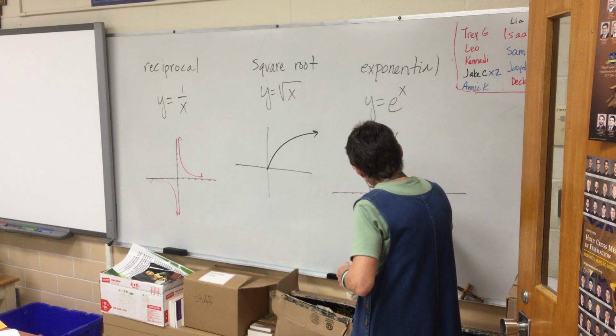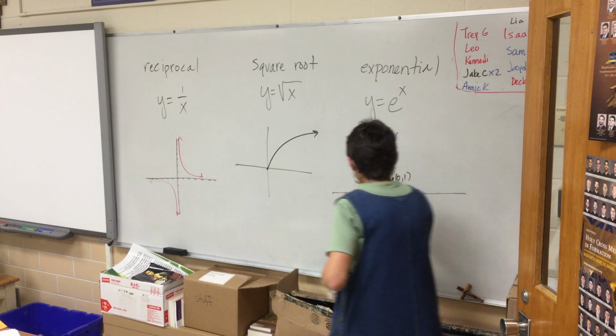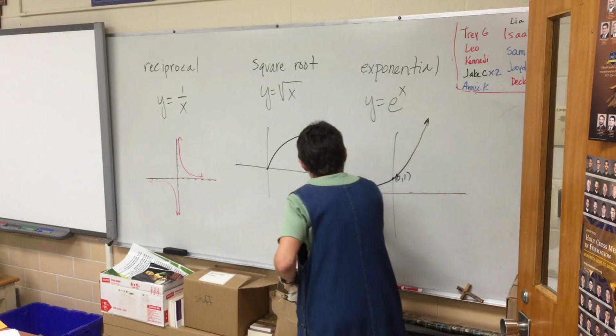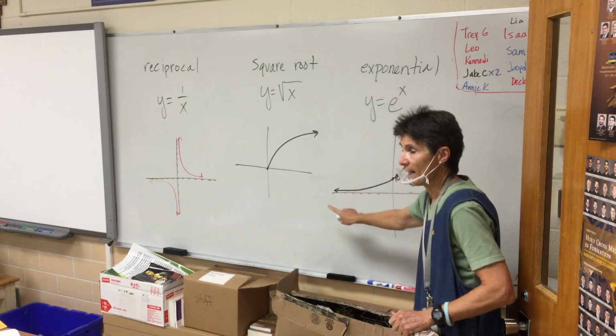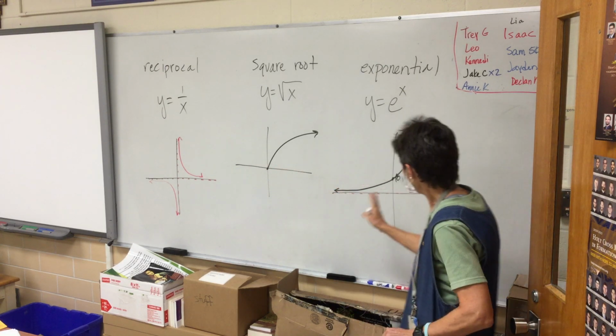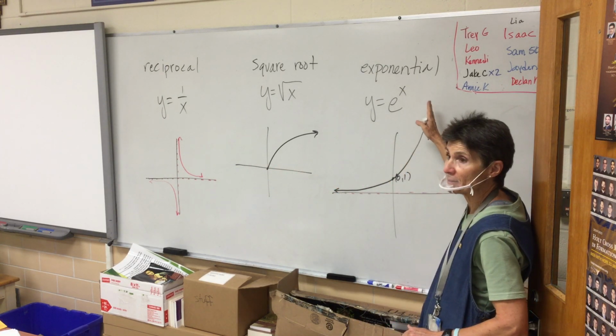It goes through the point 0, 1, and it looks like this. So on this side, it follows that asymptote right out. On this side, it shoots up into space.